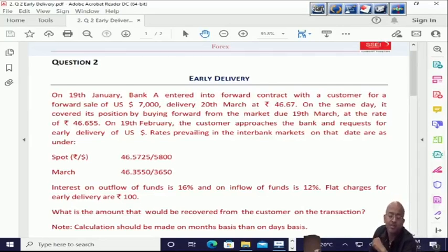On 19th January, Bank A entered into a forward contract with the customer for a forward sale of $7,000, delivery 20th March at 46.67. So bank has entered into a forward sale with the customer. So customer is contracted to buy at 46.67.